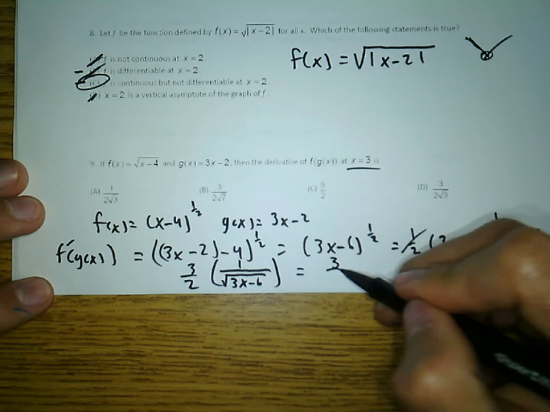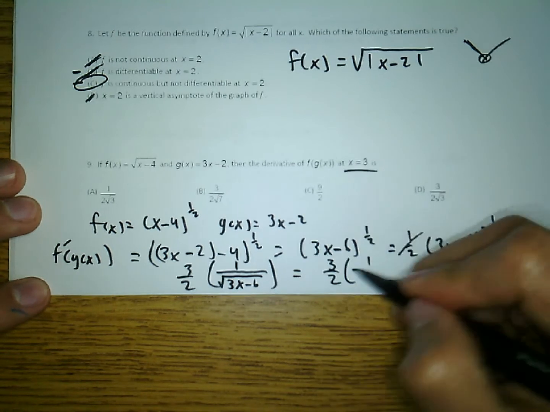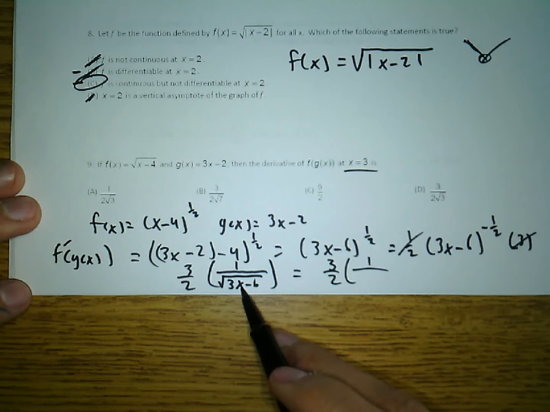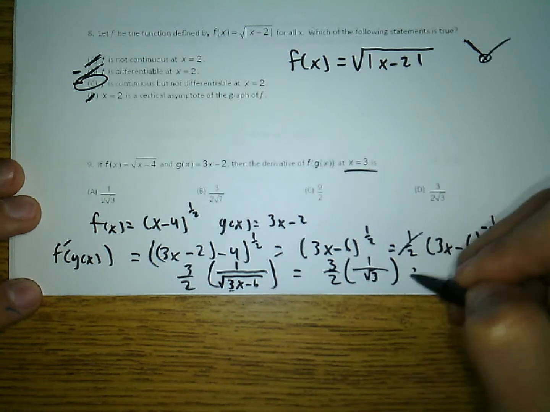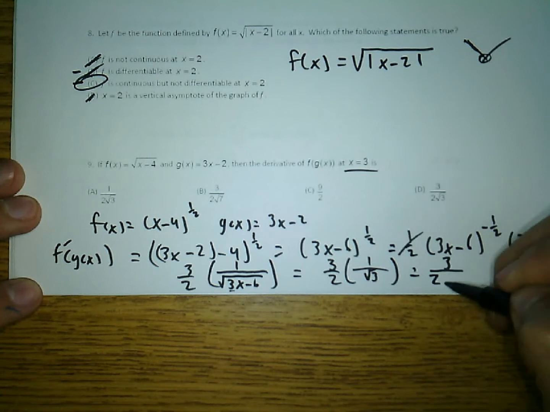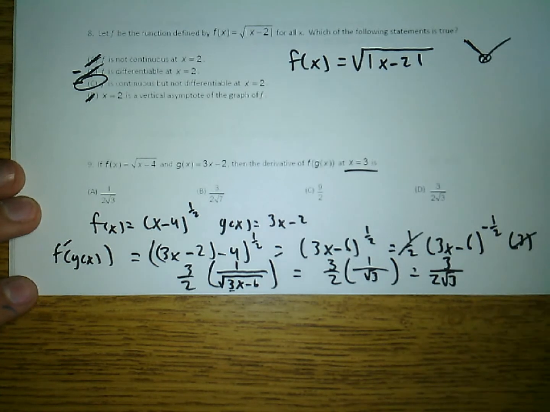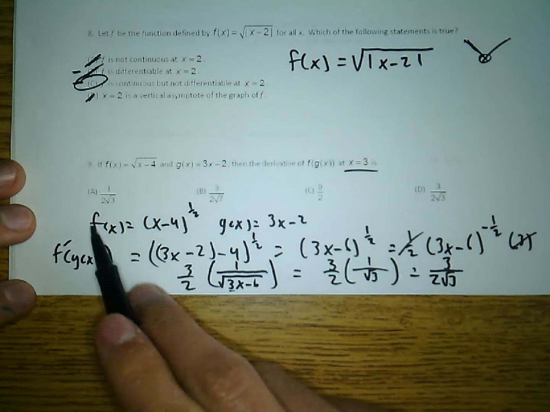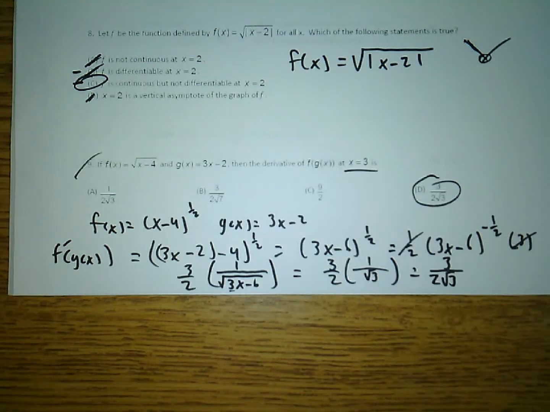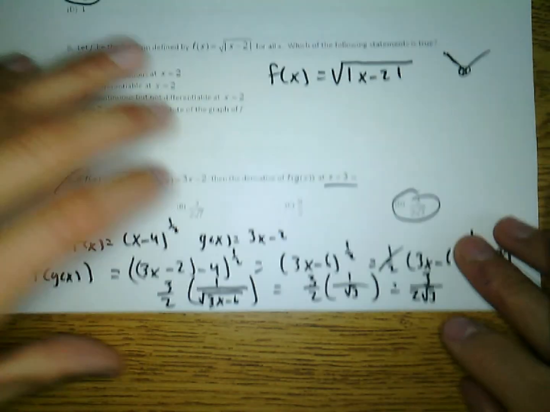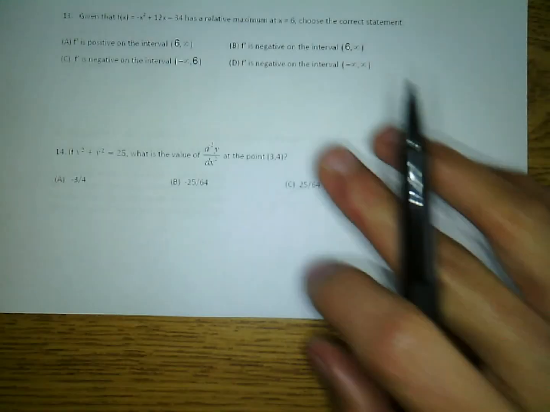So I'm going to plug in 3 and see what happens. So we have 3 over 2 multiplied by 1 over the square root of, 3 times 3 is 9, 9 minus 6 is 3. So that's the square root of 3. So it's going to be 3 over 2 times the square root of 3. So number 3 right there, that would be option D. Okay. All right. Moving along.